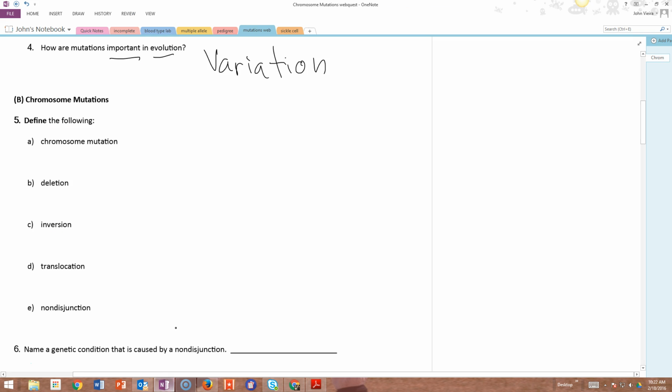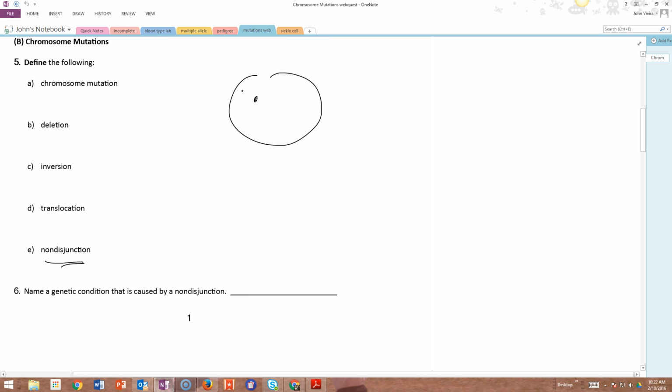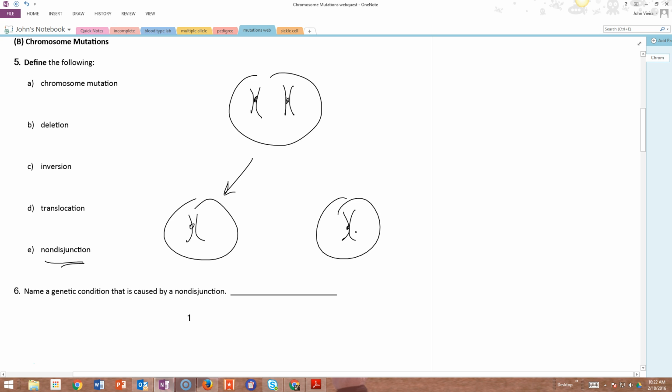Nondisjunction is where you have your homologous chromosomes. So there's dad's chromosome number 1, and there's mom's chromosome number 1, and they're supposed to split apart where one gamete has one chromosome and the other gamete has the other chromosome. That's what should happen in meiosis.